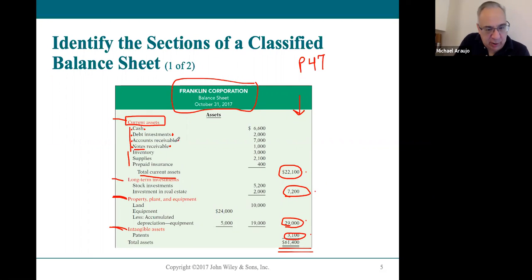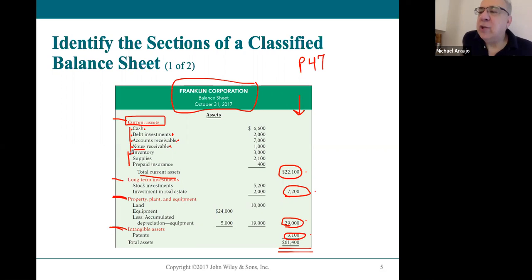Accounts receivable is going to be cash within 30 days. And notes receivable is going to be cash within 60, 90, 120 days, something like this. So do you see that there's a liquidity order to it? That's what's really important. Inventory is the end of liquidity order.